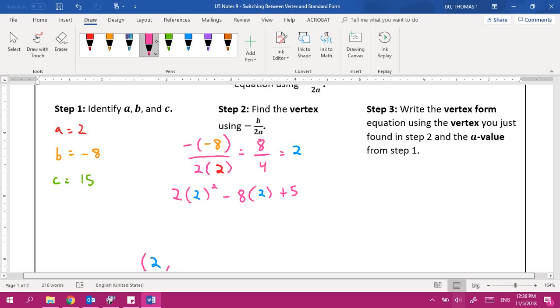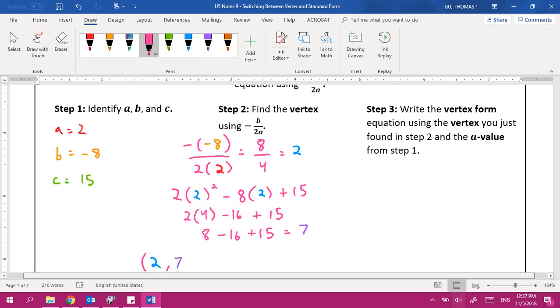4. So now this is going to be 2 times 4. And then what is negative 8 times 2? So minus 16, and then plus 15. Plus 15. All right, and then what is 2 times 4? 8. So we got 8 minus 16 plus 15, which equals 7. That's right. And so the y value on my vertex is going to be 7.